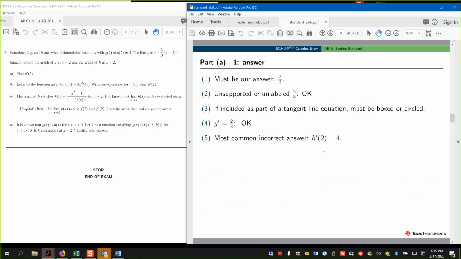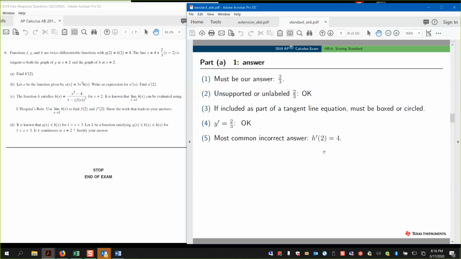If the 2/3 was included as part of the tangent line equation, then the 2/3 had to be boxed or circled or highlighted in some way. So a presentation of the tangent line equation didn't earn them the point. Steve, let me interrupt there just a second. Please. It's something that students tend to do a lot. When we ask them for the slope of a tangent line, they proceed to write an equation of the tangent line. Please tell your students to be very careful about which we ask for and what they should put on their paper.